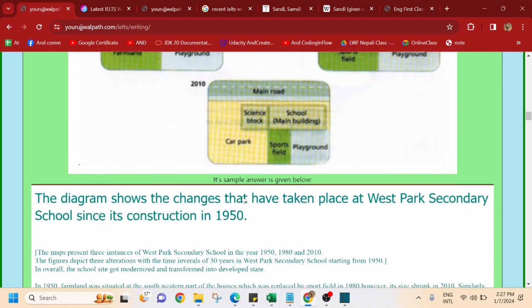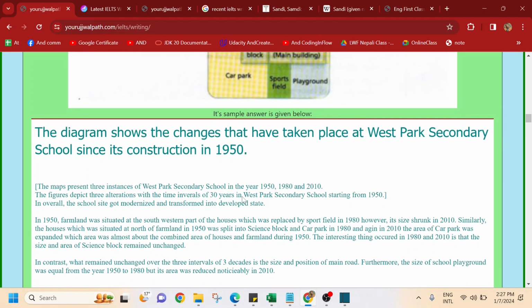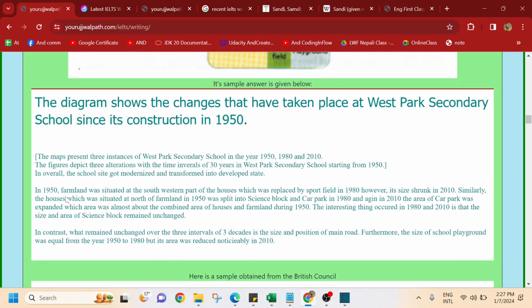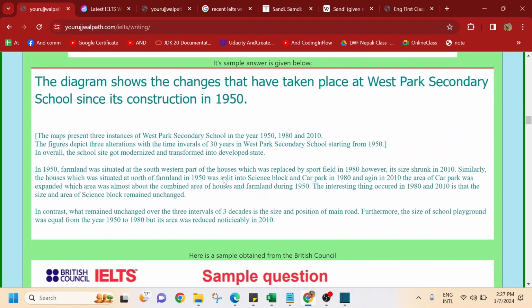The first thing would be to change the language. Next thing would be to give the overall. In the overall, what you can write is, the school site got modernized and transformed into a developed state. Here we're talking about a school. For any map, you can say the place got modernized and transformed into a developed state. You don't need to present it as a graph, what the changes are in your overview; you would be presenting your task, what are the things that happen. It's better to put similar things first and then keep linking, like similarly, in contrast, or likewise. So in that way, if you do it, it's better.